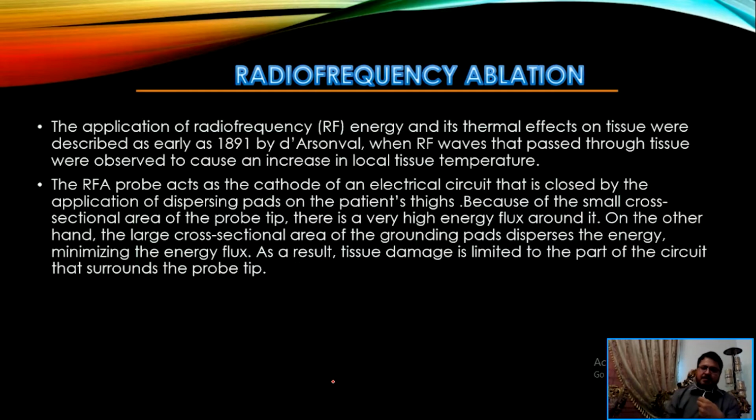Some basic information regarding radiofrequency ablation. The application of radiofrequency energy and its thermal effect on tissue were described as early as 1891 by D'Arsonval, when RF waves passed through tissue were observed to cause an increase in local tissue temperature. The RF probe acts as the cathode of an electrical circuit that is closed by the application of dispersing pads on the patient's thigh. Because of the small cross-sectional area of the probe tip, there is a very high energy flux around it. On the other hand, the large cross-sectional area of the grounding pads disperses the energy, minimizing the energy flux. As a result, tissue damage is limited to the part of the circuit that surrounds the tip of the probe.